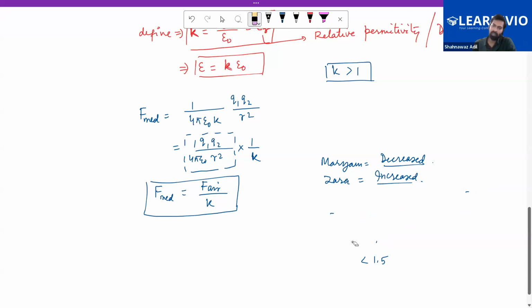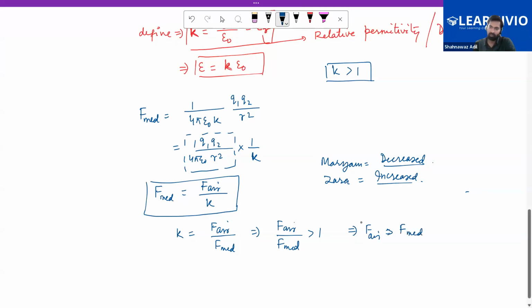By some example we can understand this, or we can also understand this thing by using this. So how can we use this thing? Let's take this K. This K would be F air divided by F medium, right? And this K is greater than 1, right? So if I put this, F air would be greater than F medium. So F medium is small, right?